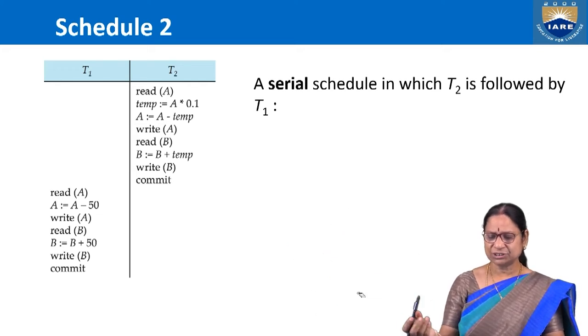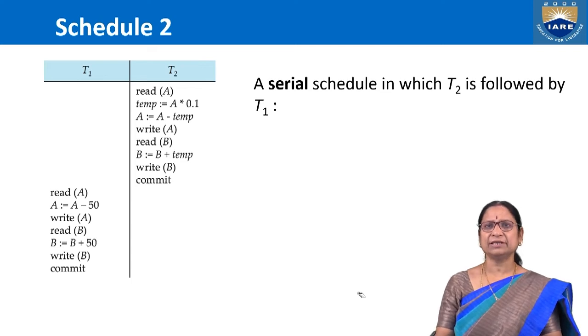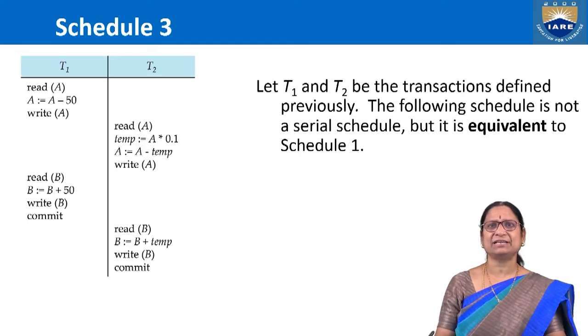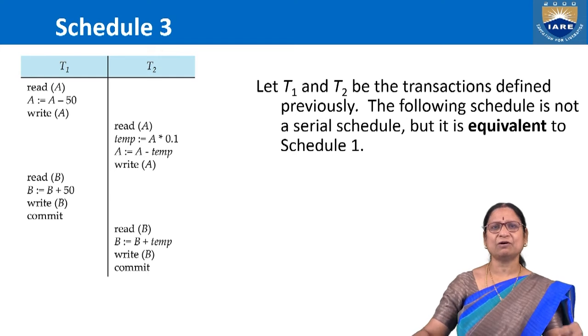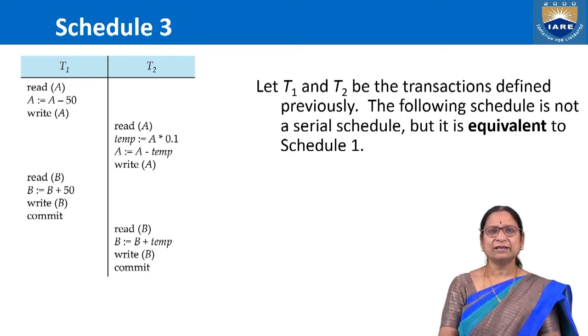Now, if serial schedules are executing, then there is no inconsistency in our database. We are assuming that all our transactions leave our database in a consistent state, so any serial order of these transactions will leave our database in a consistent state only. No problem. Let us consider the previous 2 transactions in which the instructions are interleaved.